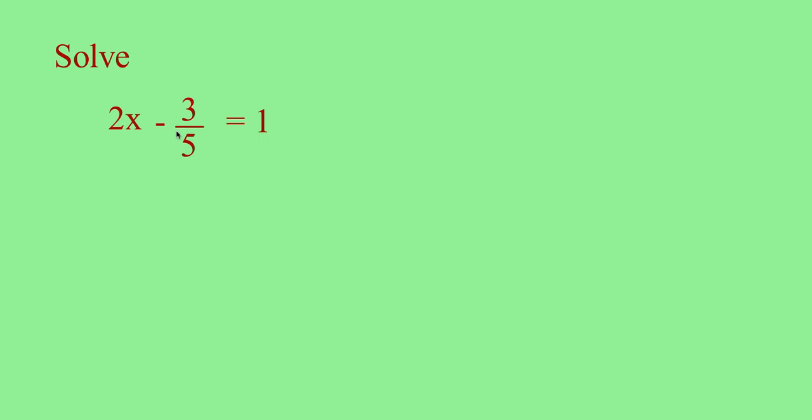Here you have to solve one more question. 2x minus 3 by 5 is equal to 1. Here you can see a rational number is there, that in the denominator you have the number 5. Now how will you remove this 5? Multiply all the terms by 5, then it will be removed. So first that we can do.